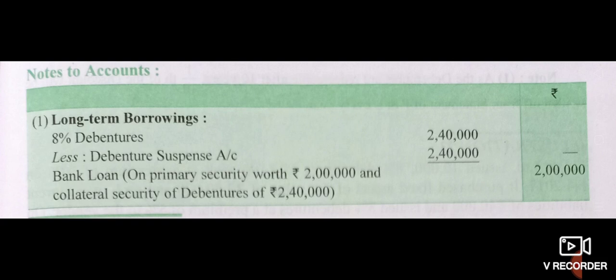Understood? In this way, we have to pass the journal entries when debentures are given as collateral security by the company to the financial institution. This is a very minor point in our syllabus. That's all.